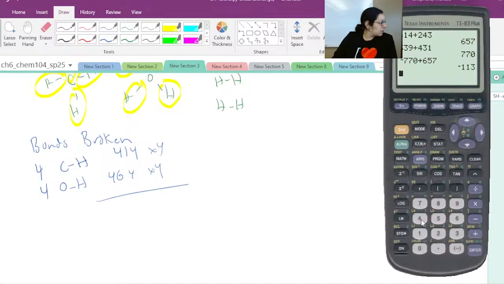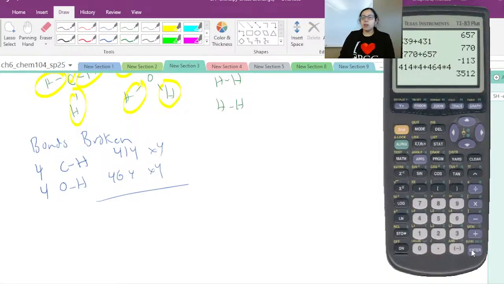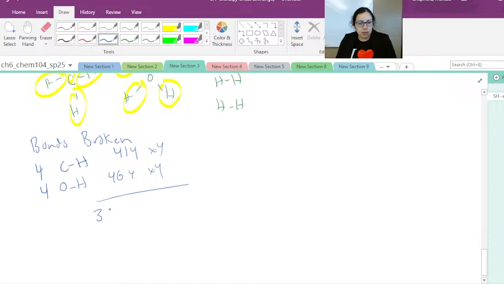And so, excellent. So, I see it in the chat, too. So, yes, you just add everything up here. I'm punching it into my calculator. And so we get a total of 3,512 kilojoules that, again, we put in to break all these bonds. And I'll put a big plus sign. So again, showing that's energy going in.